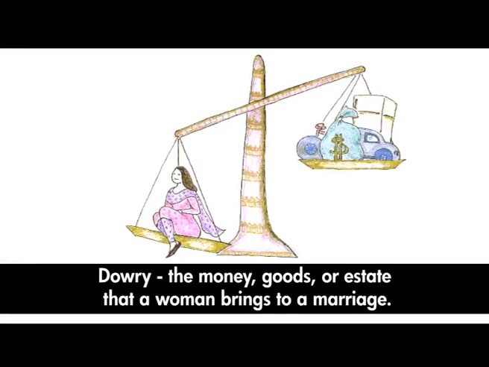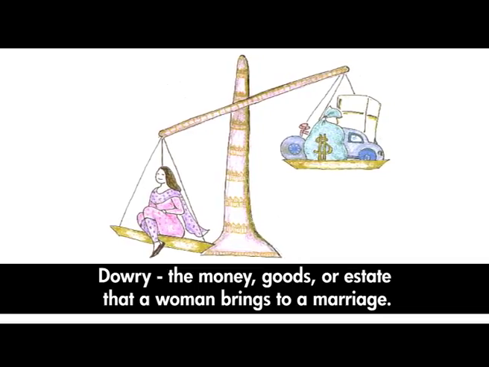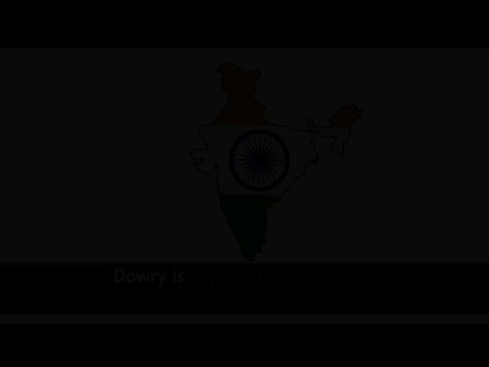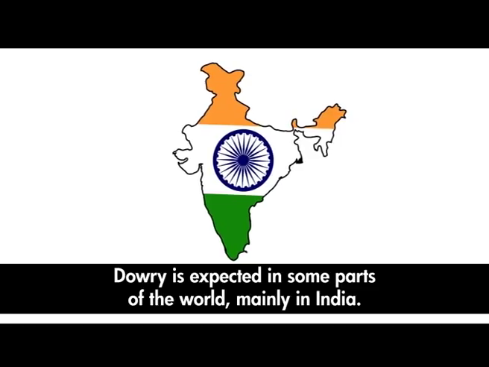Dowry. A dowry is the money, goods or estate that a woman brings to a marriage. Dowry is an ancient custom. Dowries continue to be expected in some parts of the world, mainly in India. A dowry may also have served as a form of protection for the wife against the possibility of ill treatment by her husband and his family, providing an incentive for the husband not to harm his wife.